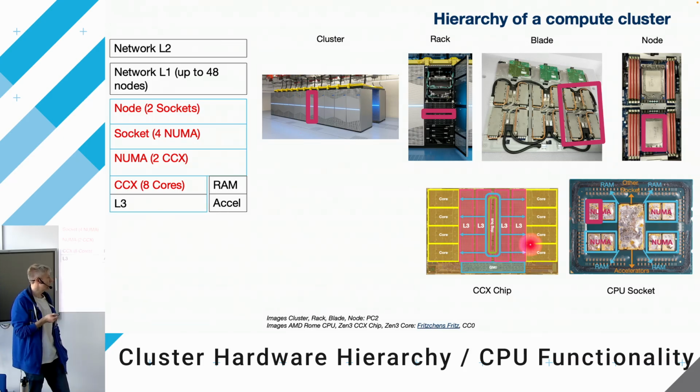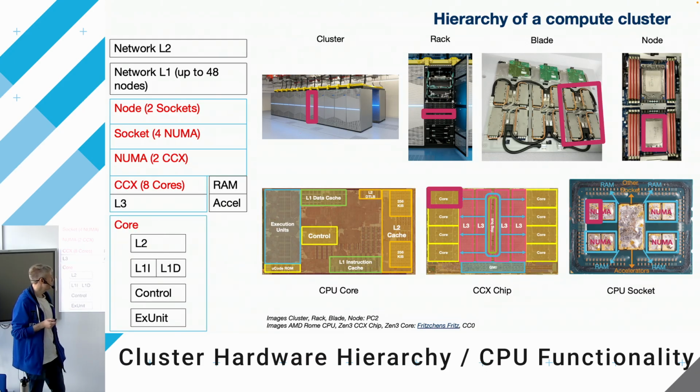Then we can go further into one of the CPU chips, the dies here, and we see that they have 4 cores and the level 3 cache, which is then shared between the cores on one of the CPU dies. And then we can go further and take a look at one of the CPU cores, and then we have the L2 and L1 cache and the execution units and some control logic. So this is basically in a nutshell the hierarchy of the compute cluster from the compute cluster up to one CPU core.